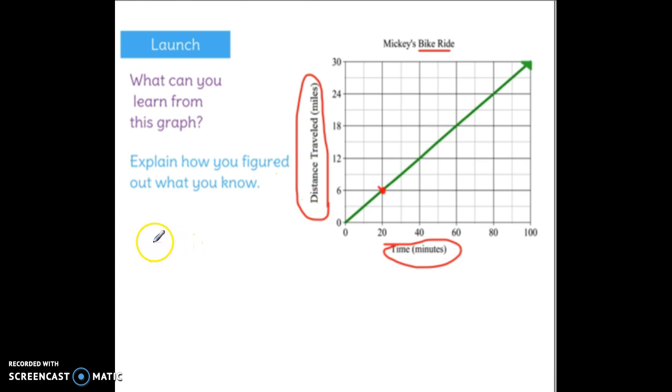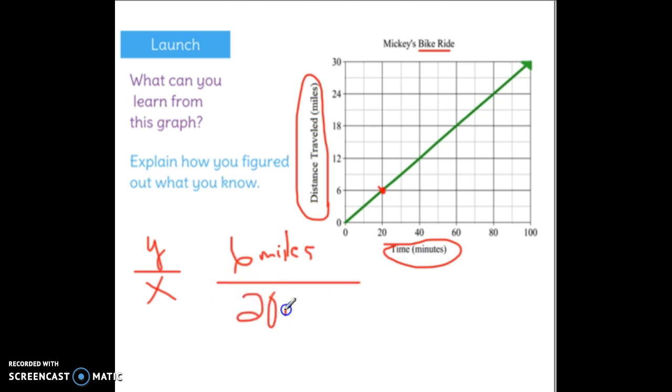So all I want to do is remember y divided by x. That's the same thing we've been doing. So on this one, the point 6, 20 means 6 miles in 20 minutes. If I can spell miles. Okay, 6 miles in 20 minutes. So what does that tell us? Well, apparently he's traveling 6 miles in 20 minutes.